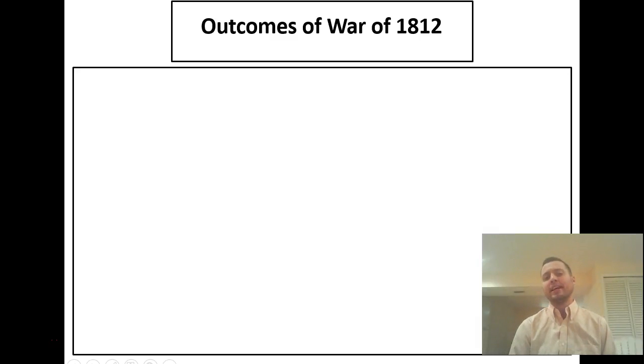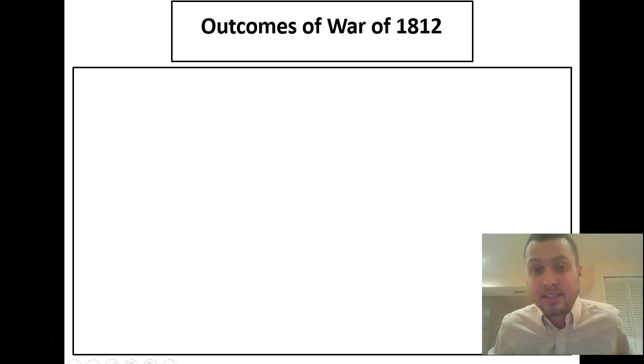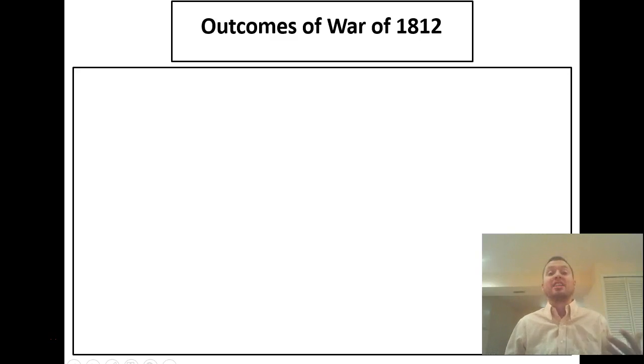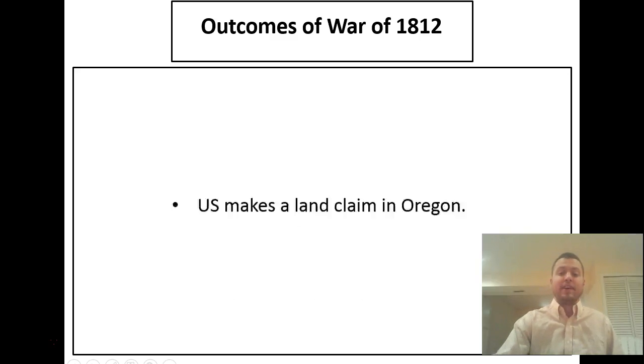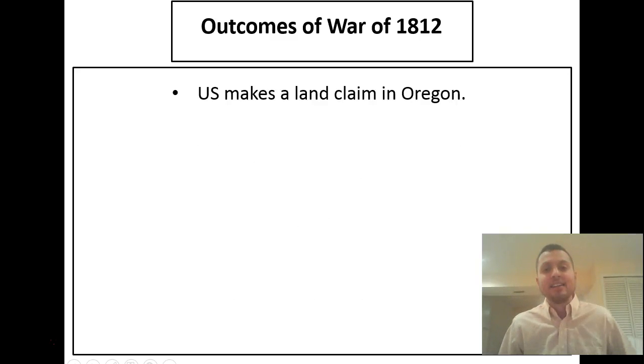Outcomes of the War of 1812. The United States expands. The United States feels good about itself. Confirms the independence of the United States, right? Hey, big feelings of nationalism after winning the War of 1812. And a land claim in Oregon.